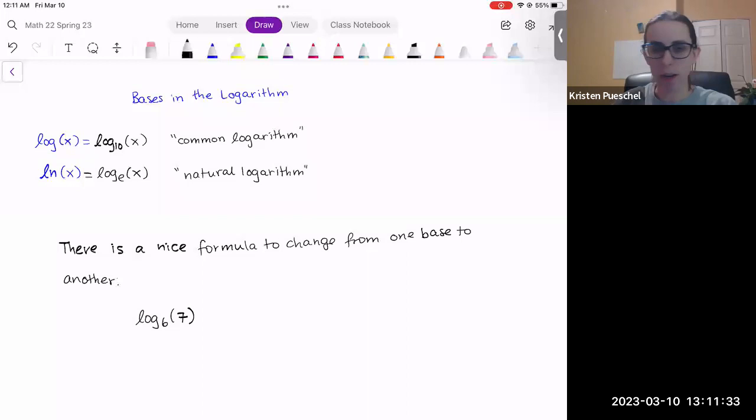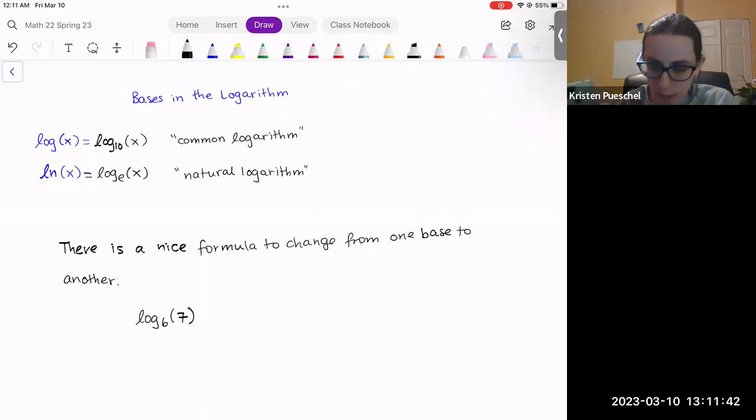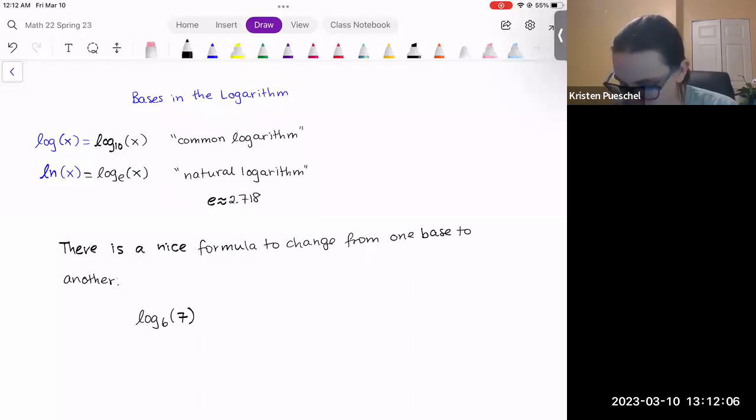The other button that you're going to see on your calculator is the natural log button. So when we write natural log, ln of x, so that's an L and then an N, this is the log where the base is equal to e. We talked about e last time as this number that is like 2.718-ish.